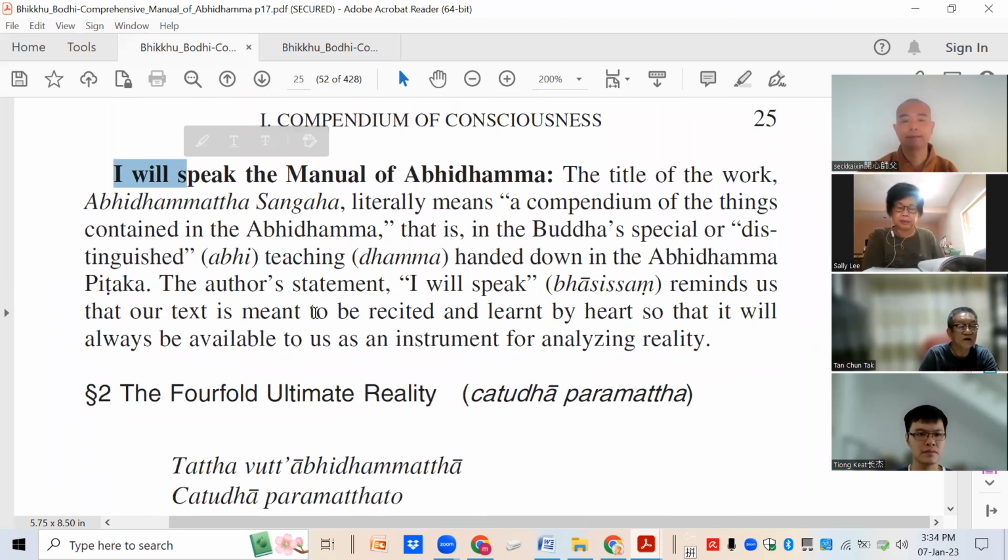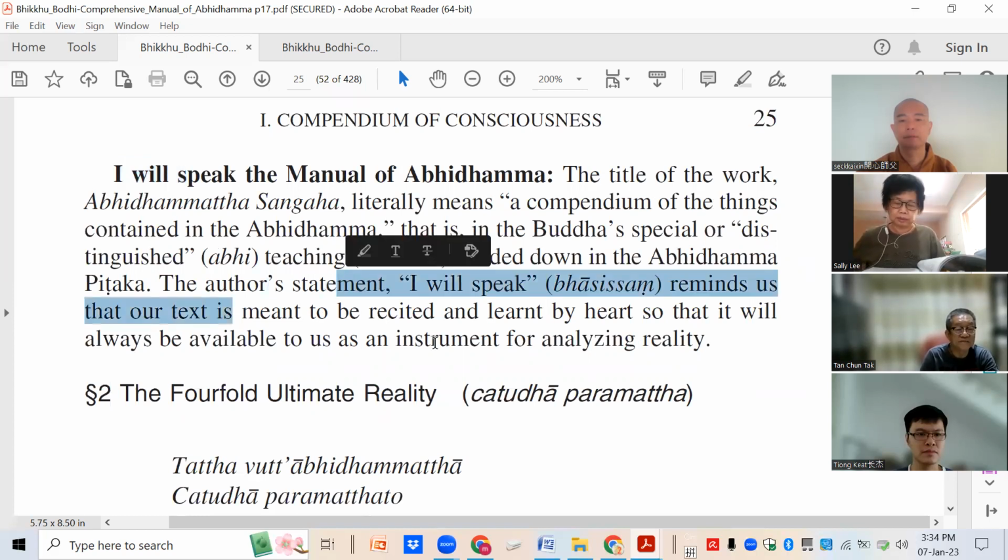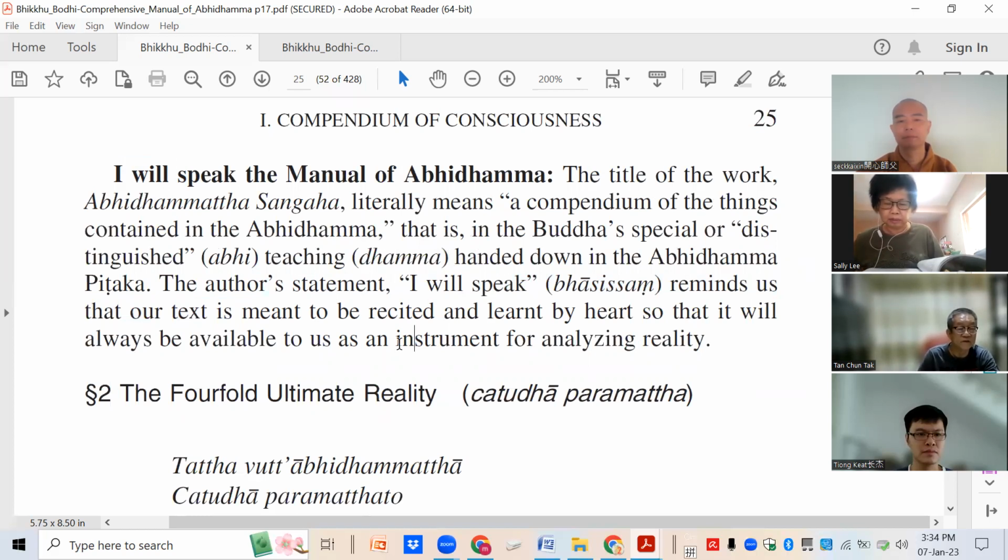I will speak the manual of Abhidhamma. The title of the work, Abhidhammattha Sangaha, literally means a compendium of the things contained in the Abhidhamma, that is, in the Buddha's special or distinguished teaching, Dhamma, handed down in the Abhidhamma Pitaka. The author's statement, I will speak, reminds us that our text is meant to be recited and learned by heart so that it will always be available to us as an instrument for analyzing reality.